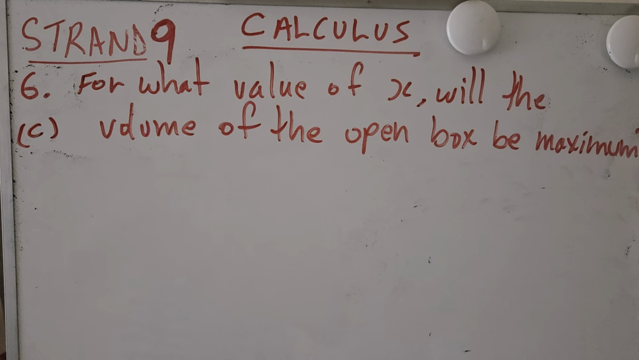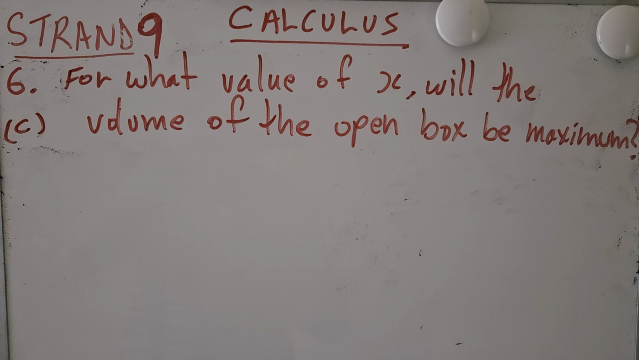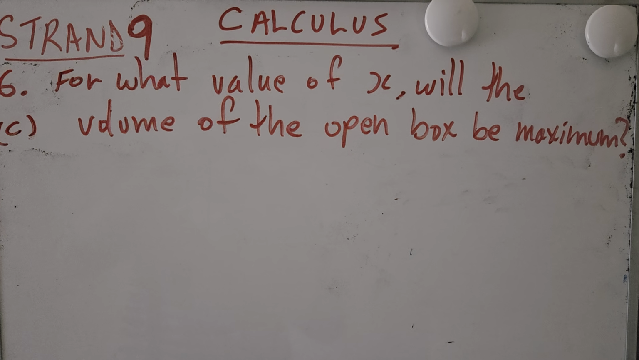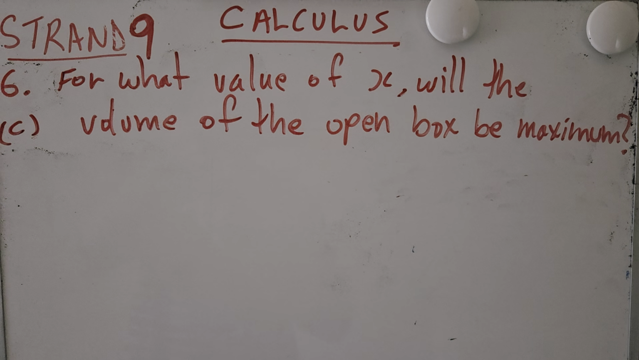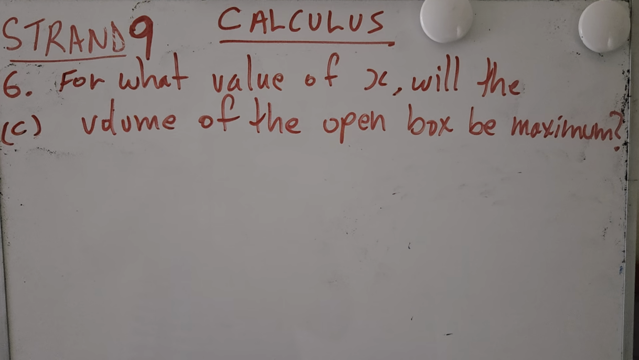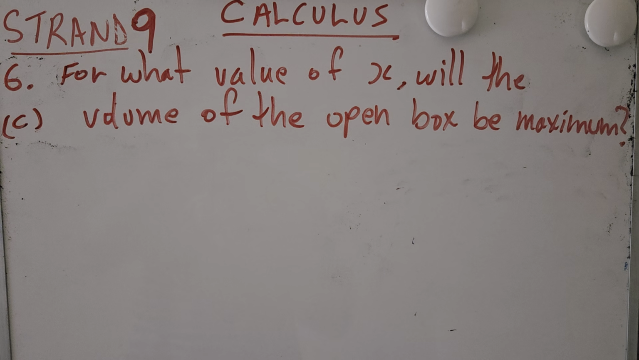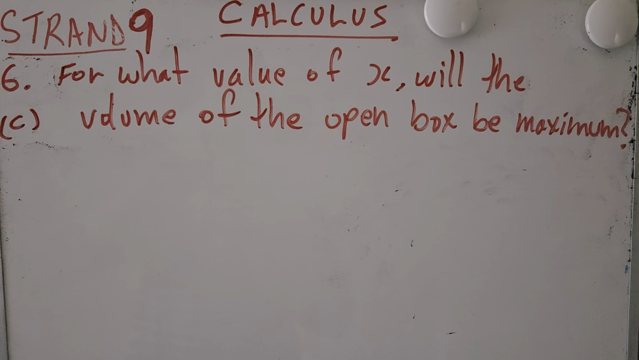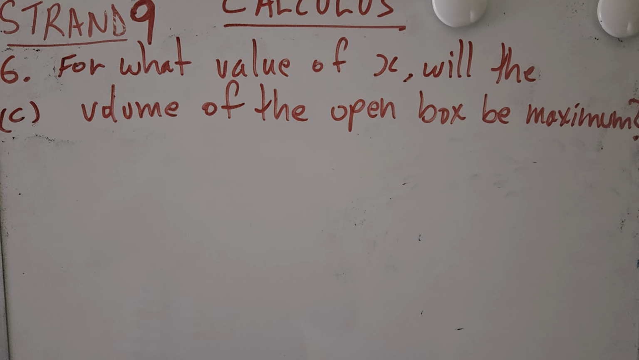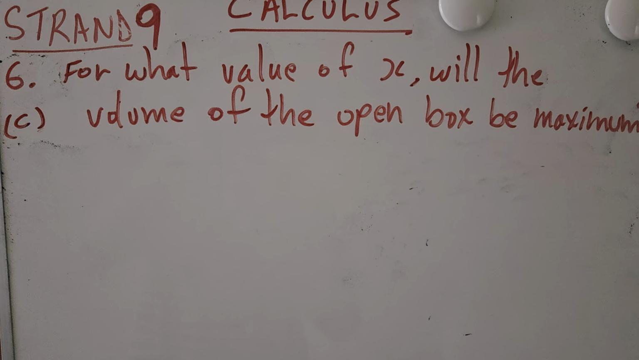Strand 9 question number 6 part C, the final question of the 2024 Fiji Year 12 certificate examination. For what value of x will the volume of the open box be a maximum? For maxima and minima questions for optimization, we have to solve dV/dx equal to 0, the differentiated function equal to 0. When we solve that, then we can optimize.